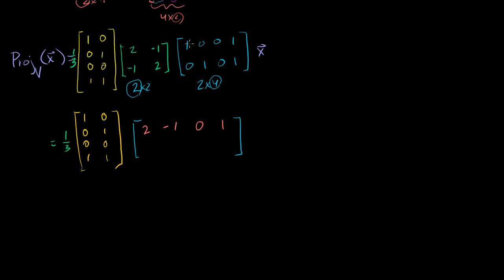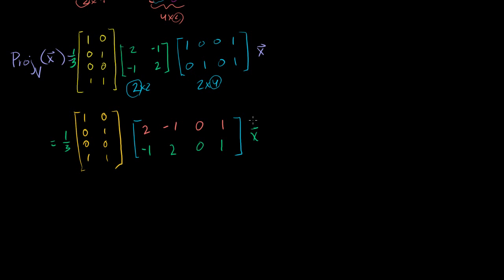Minus 1 times 1 plus 2 times 0. So that's just minus 1. Minus 1 times 0 plus 2 times 1. Well, that's just 2. Minus 1 times 0 plus 2 times 0. That's just 0. Minus 1 times 1 plus 2 times 1. Well, that's minus 1 plus 2. So that is 1. Almost there.